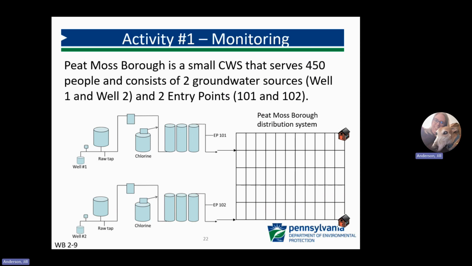Peat Moss Borough is a small community water system that serves 450 people and consists of 2 groundwater sources, Well 1 and Well 2, and 2 entry points, 101 and 102, that each supply water to their distribution system. We'll review the activity answers on the next few slides.